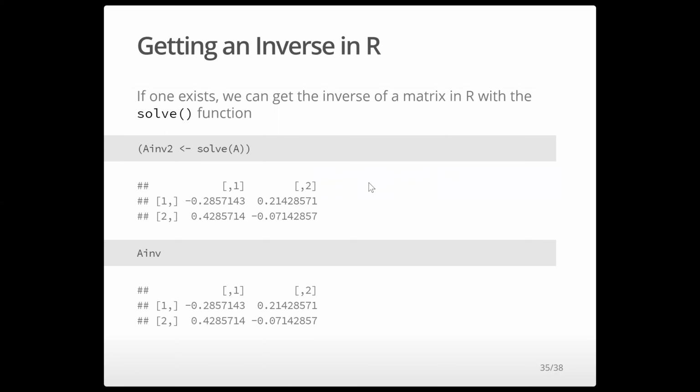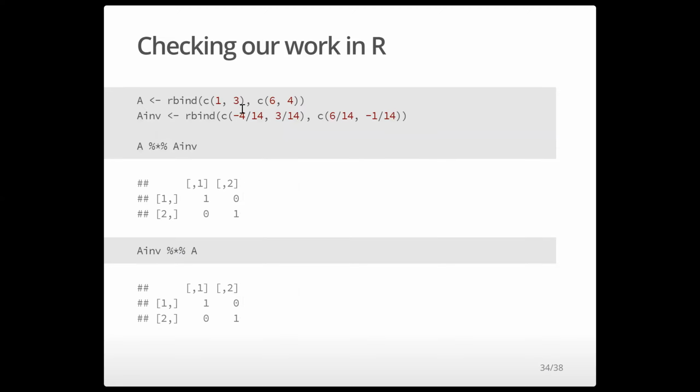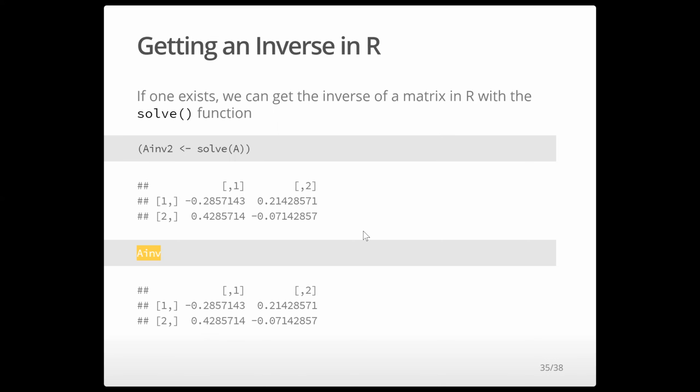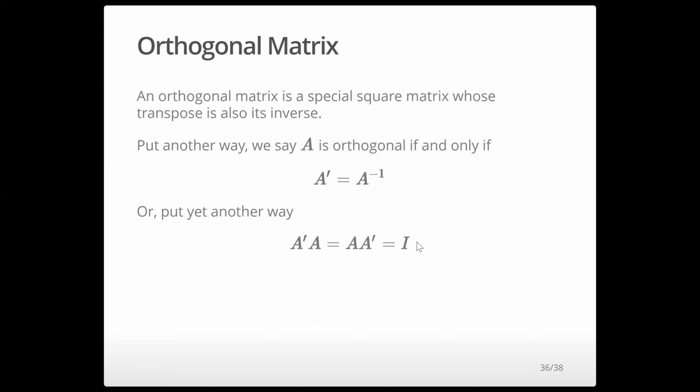We can get the inverse of a matrix in R if the inverse of a matrix exists. And we do that with the solve function. So here I'm going to get A inverse again by computing solve A. So we see that it gives us this thing. And then if I reprint out A inverse, which remember I entered as fractions here, R is going to print it out now as decimals. We see we get the same thing. So that's how you can get A inverse in R.